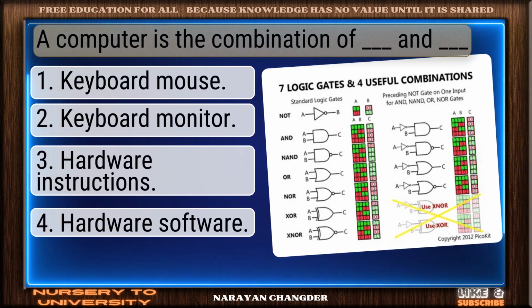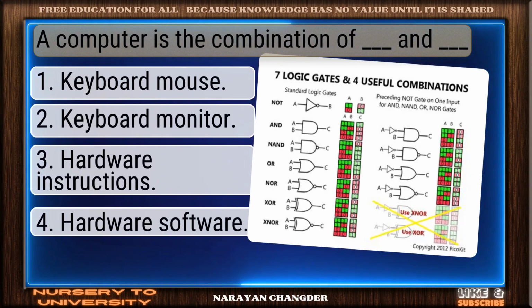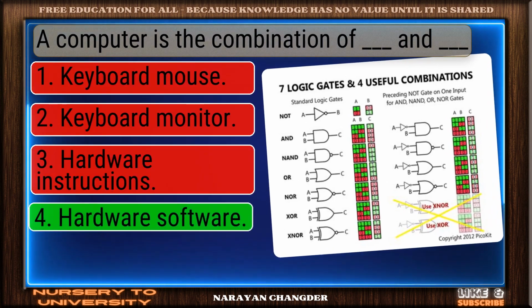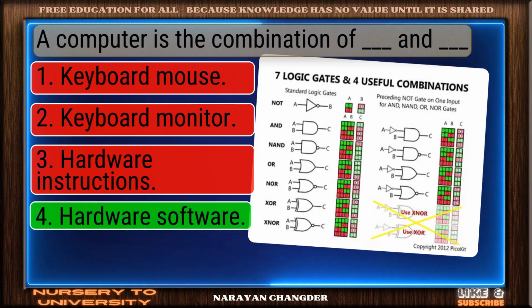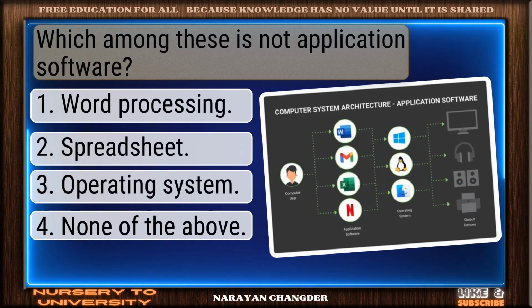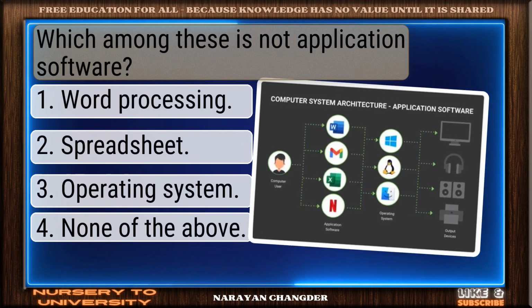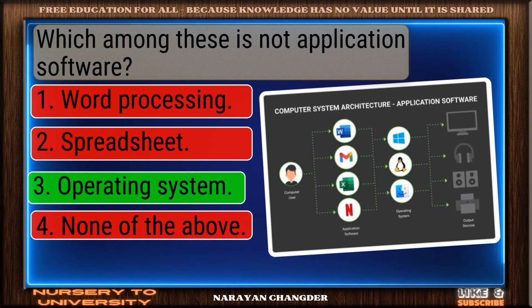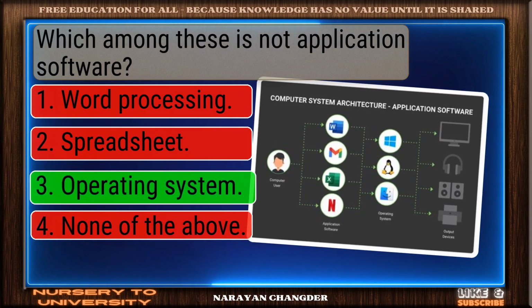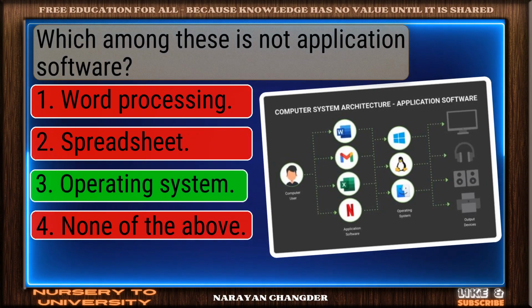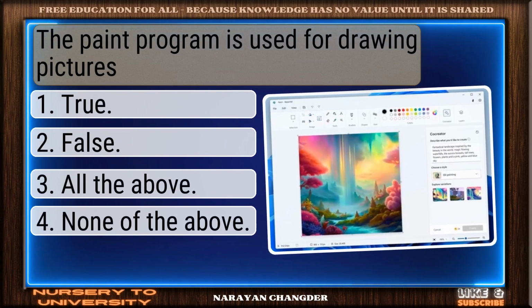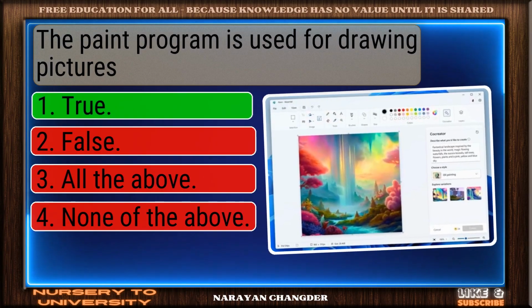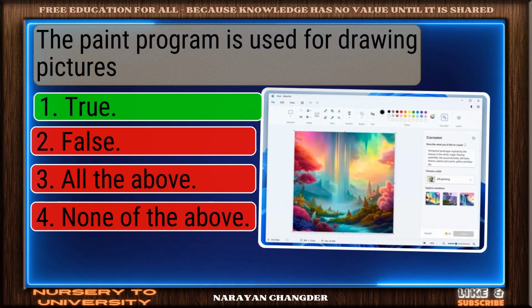A computer is the combination of a dash and dash. Nicely done. Hardware software is a solid answer. Which among these is not application software? Great thinking. Operating system is the right choice. The Paint program is used for drawing pictures. Good thinking. True is the right answer.